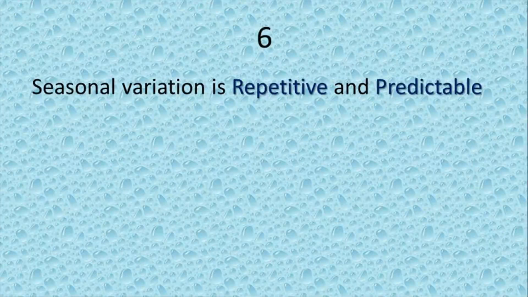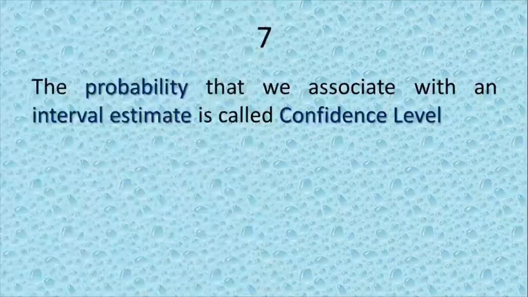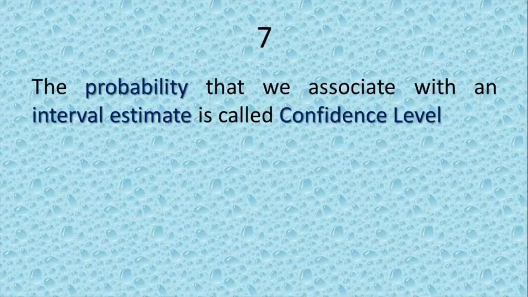Seasonal variation is repetitive and predictable. So one of the characteristics of seasonal variation is repetitive and predictable. The probability that we associate with an interval estimate is called confidence interval. What is confidence interval? The probability that we associate with an interval estimate is called confidence level.